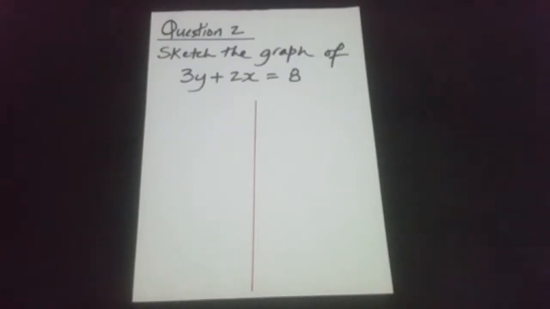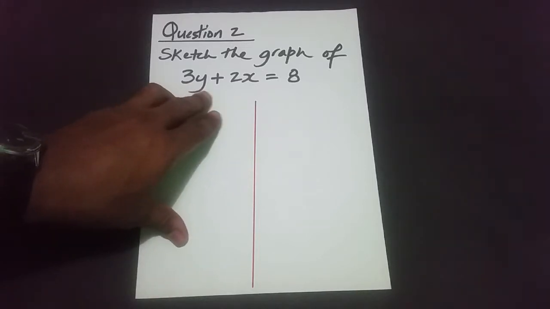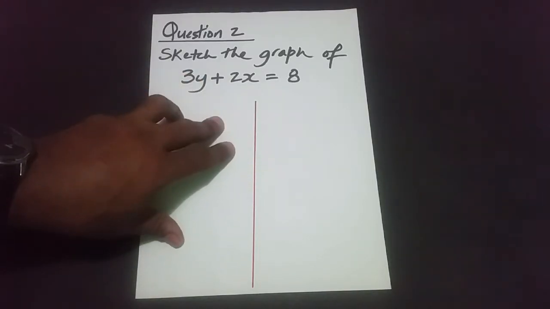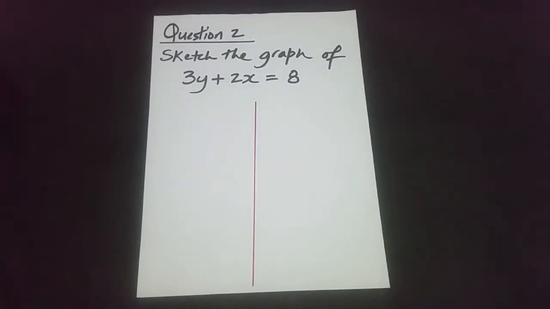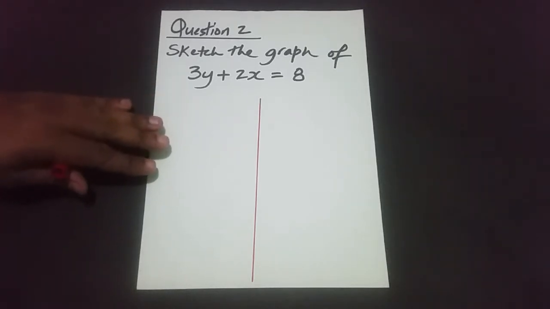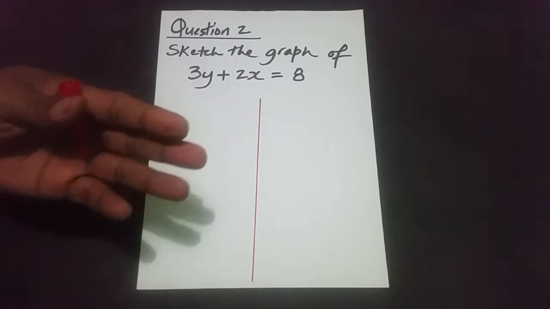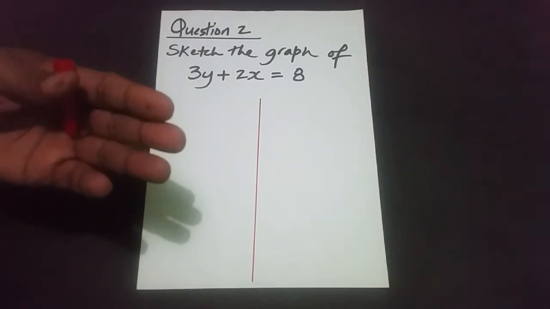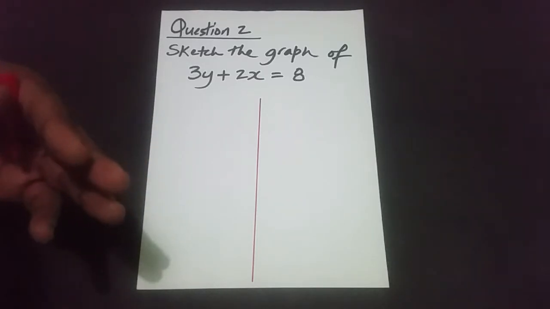Alright guys, here we are looking at question 2, and in question 2 we're asked to sketch the graph of 3y plus 2x equals 8, and of course it's a linear equation. And I'm going to be honest with you, in this particular case I would go with the second method, because ultimately the objective is simply to determine where the line would cut each of the axes.